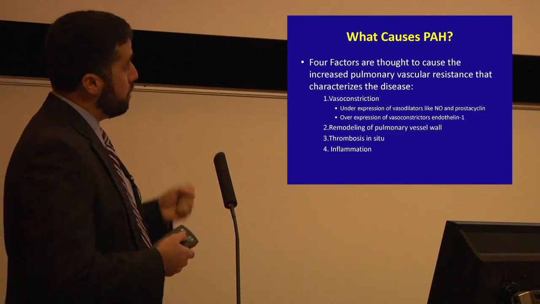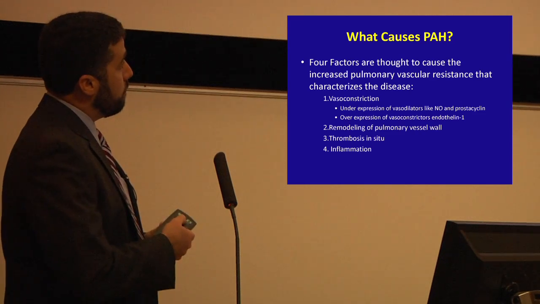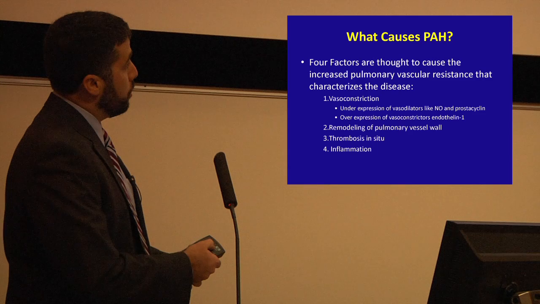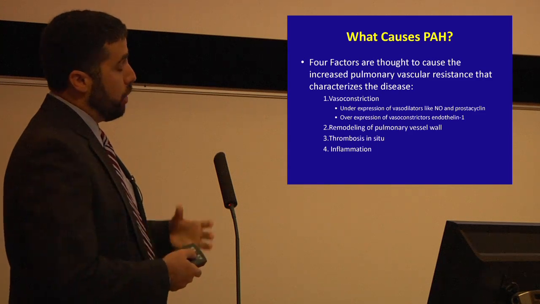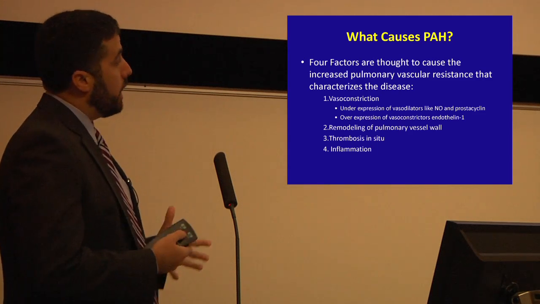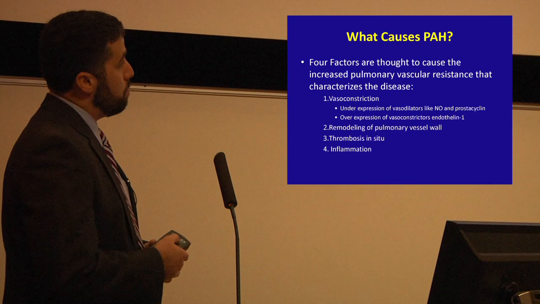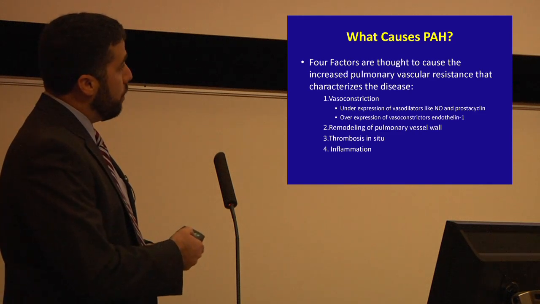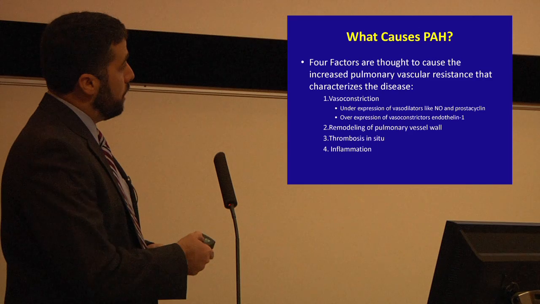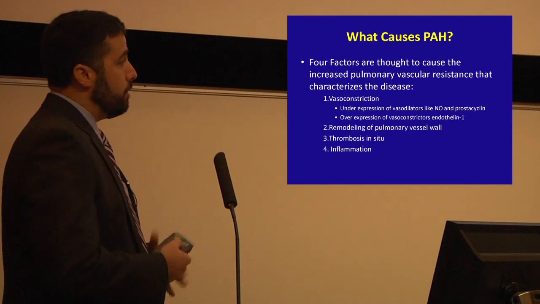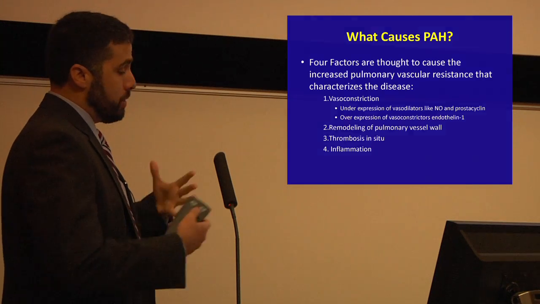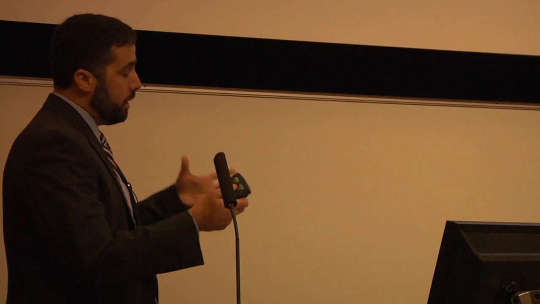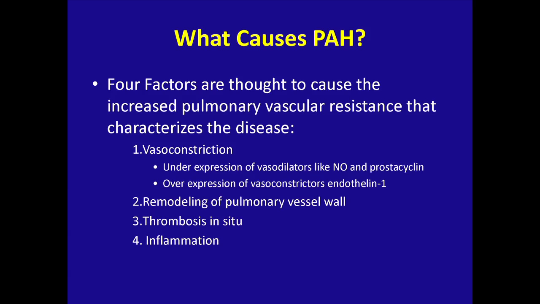So vasoconstriction plays a role, and related to it, as the disease progresses, we get remodeling, or an anatomic change to the blood vessels in the lungs, which we'll see pictures of on the next slide. We get some blood clotting going on in the blood vessels in the lungs, and then we know that inflammation plays a role because lots of inflammatory cells go in and surround these blood vessels. But these are really the 4 things that are thought to drive the disease process.